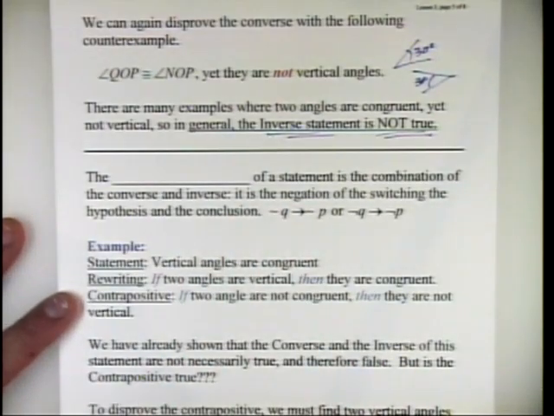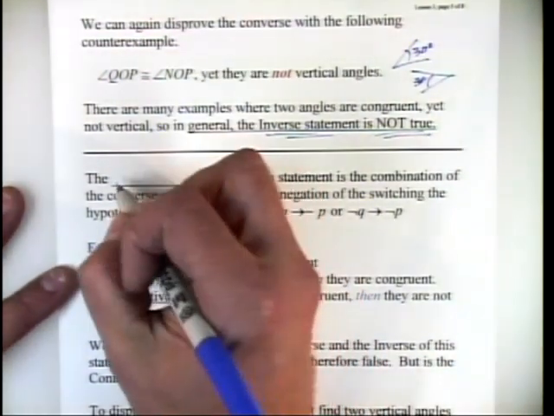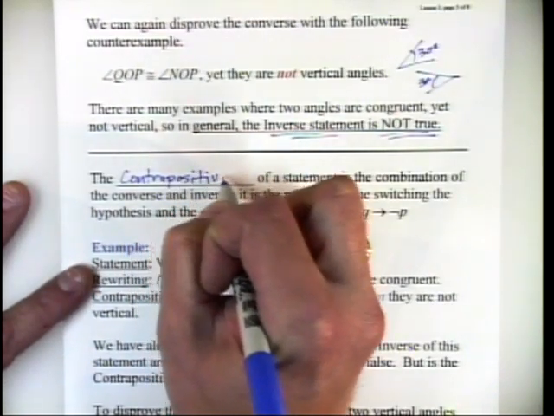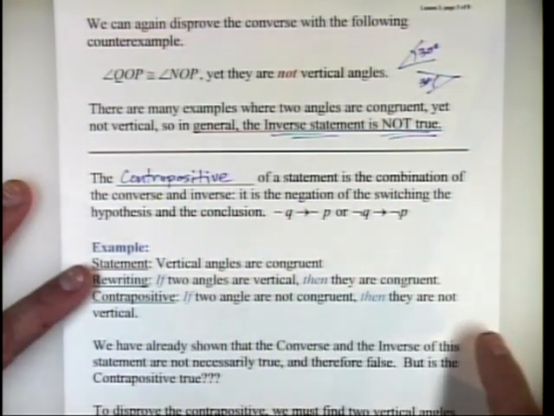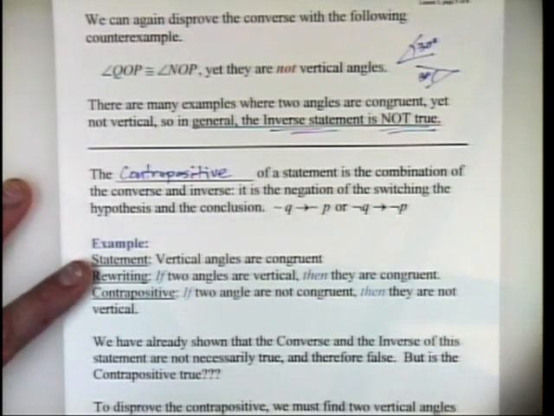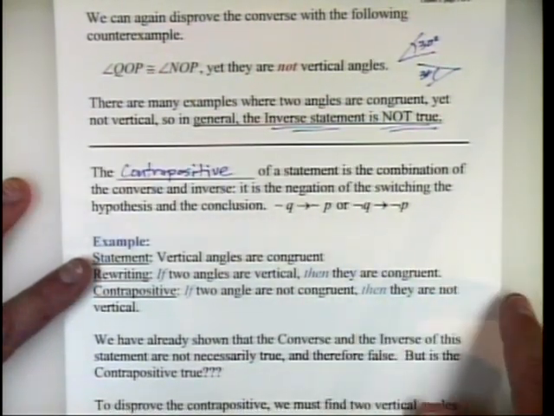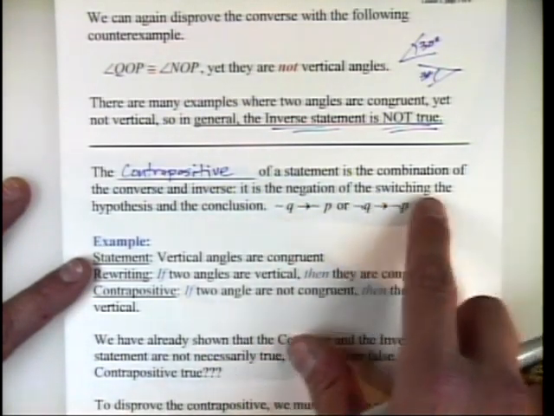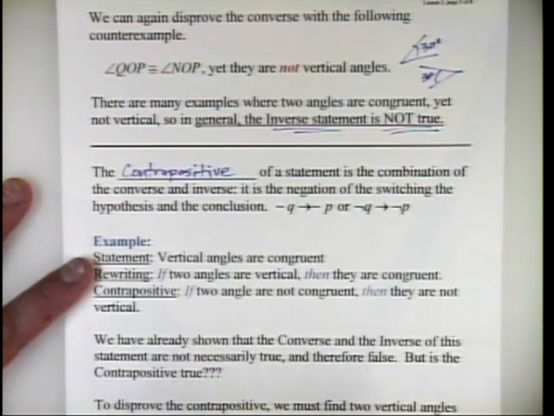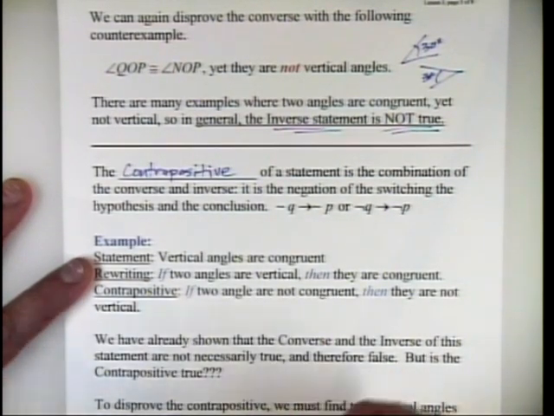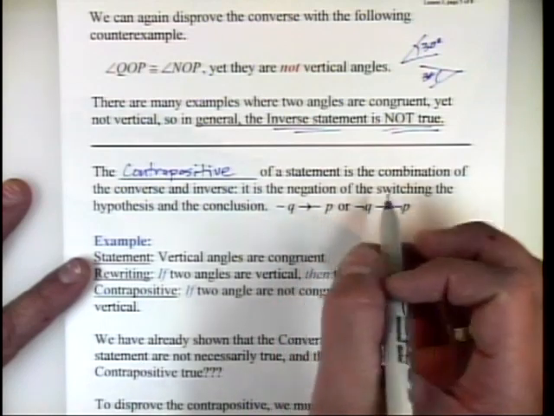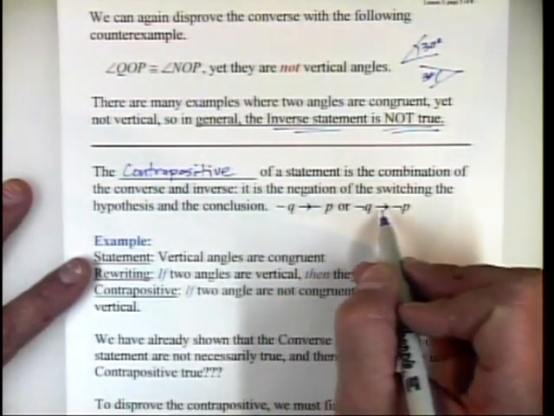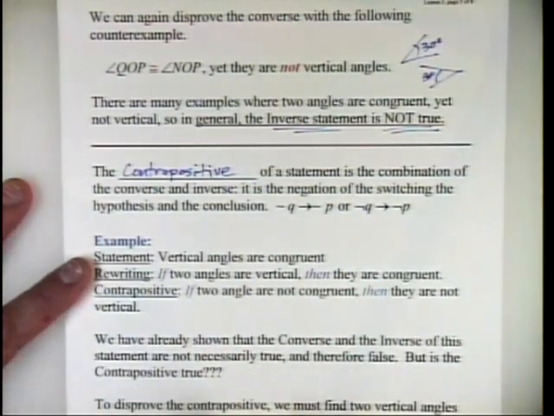The next relative of the original statement we're going to talk about is something called the contrapositive. The contrapositive of the statement is basically the combination of the two previous ones, the converse and the inverse. What it does is it negates the switching of the hypothesis and the conclusion. So it's basically the negation of the converse. So instead of saying P implies Q, we'll say not Q implies not P.